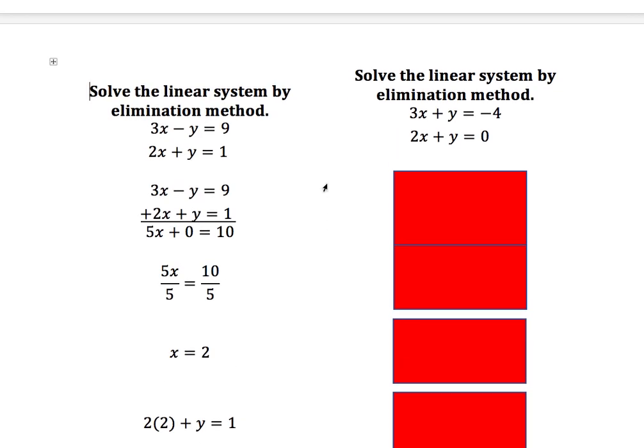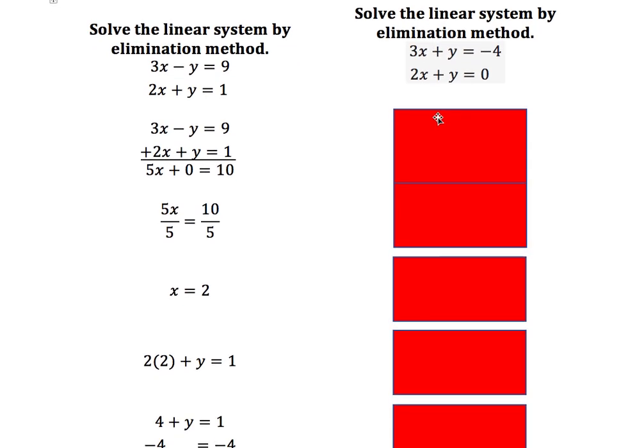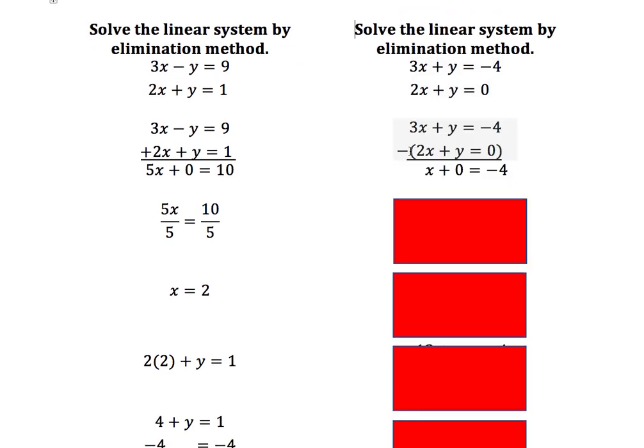All right, now let's look at this one, solving this linear system by the elimination method. Again, remember I said you had to multiply your second equation by -1. Then when you do 3x minus 2x, you get 1x. And remember this -1 distributes here to the y and to the 0. So y minus y is 0. And then -4 minus 0 is just -4. And so you end up with x equaling -4.